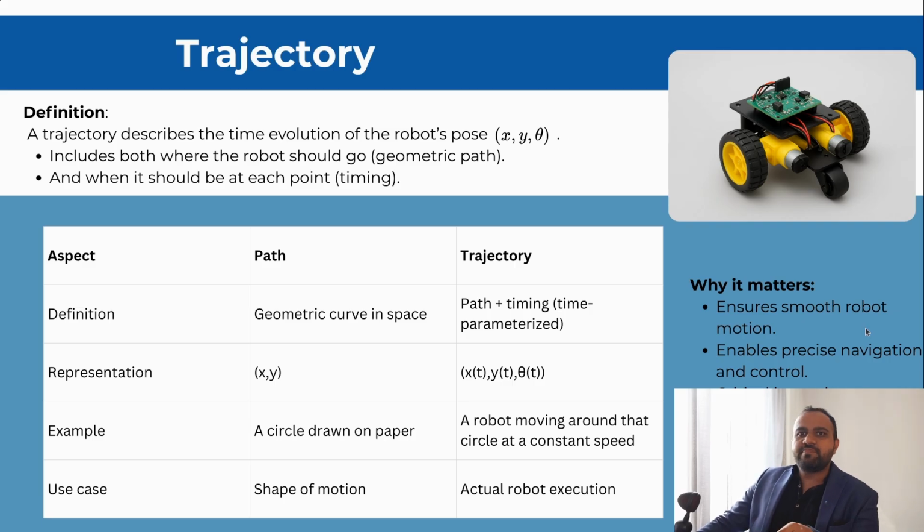So why does it matter? First, it ensures smooth robot motion. The second, it enables precise navigation and control. And the third one, it is critical in motion planning, path following, and autonomous navigation.